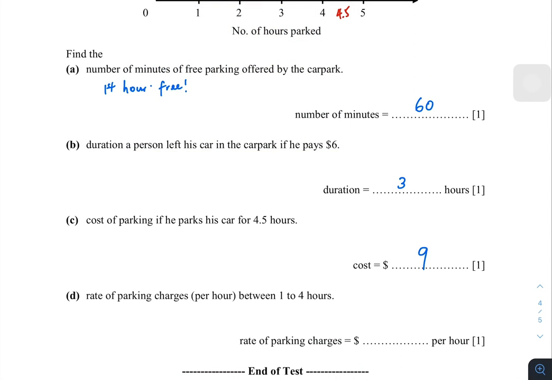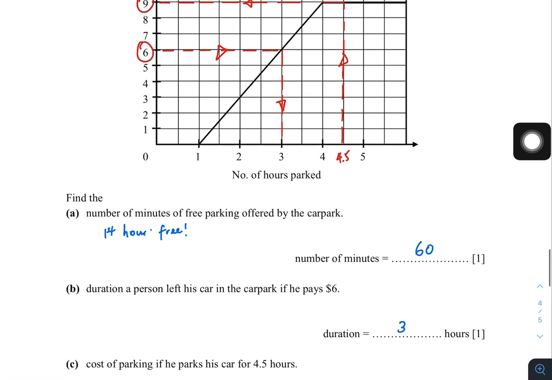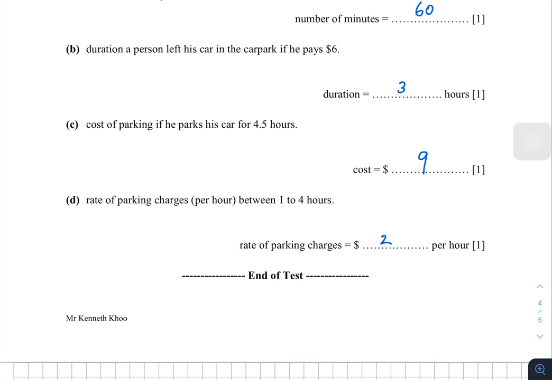Last but not least, the rate of parking charges between 1 to 4 hours, meaning each hour they charge how much? Actually very easy. It's between 1 and 2. In 1 hour, how much do they charge? $3. Another hour, another $3. Another hour, charge $3. So this is what we call the rate. For every hour of parking, they have the rate here. So how do we get the rate? It's just $3 per hour. You can either read the graph or you can find the gradient. The concept is that the rate of anything in the graph comes from the gradient of the graph.